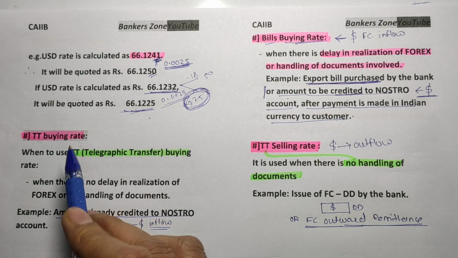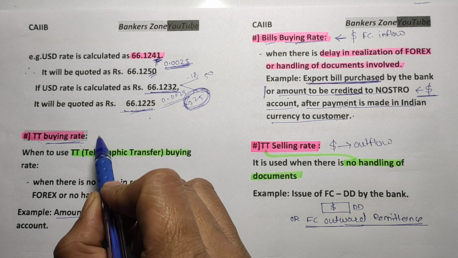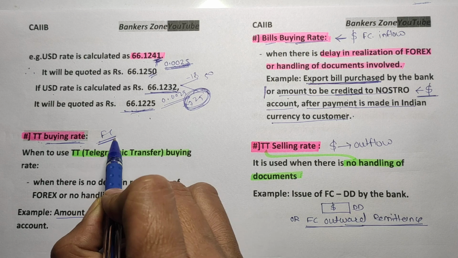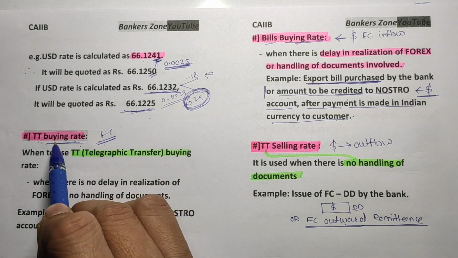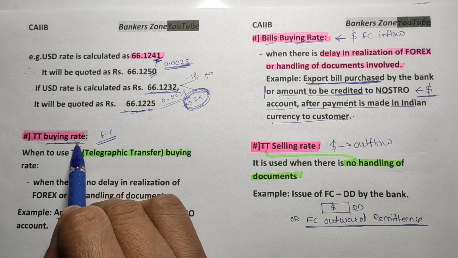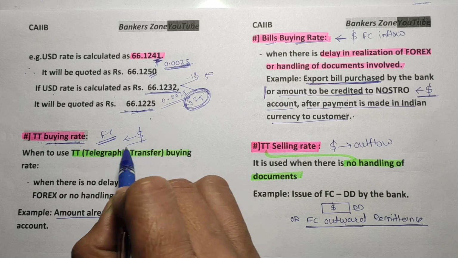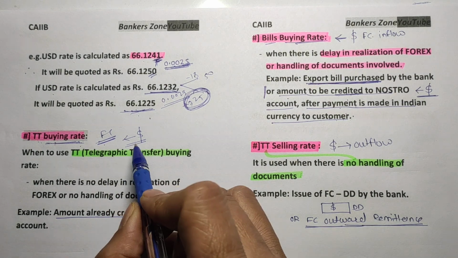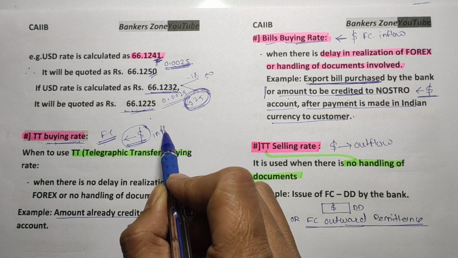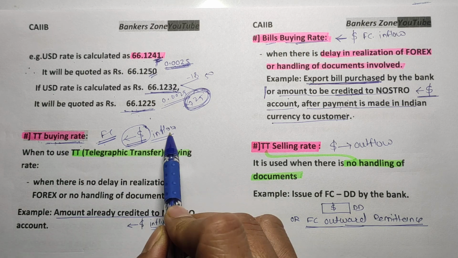I have already told you what buying means, friends. We are mainly dealing in forex, that is, foreign currency. And what does buying mean? That is purchase. So buying means we are buying the foreign currency, right? And when we are buying the foreign currency, that means when there is an inflow of foreign currency, at that time the buying rate should be used.